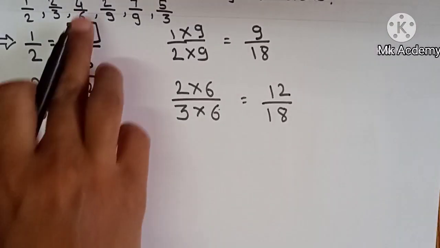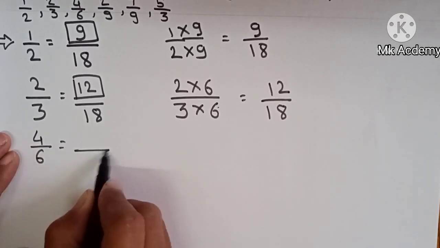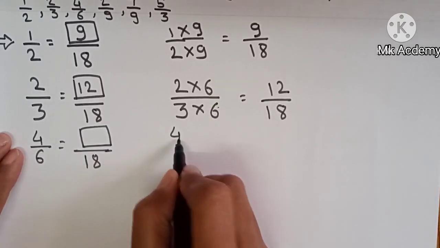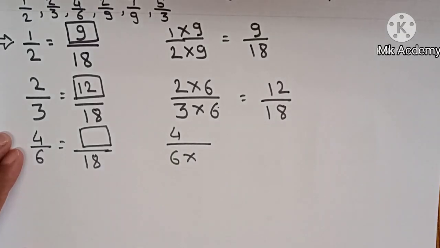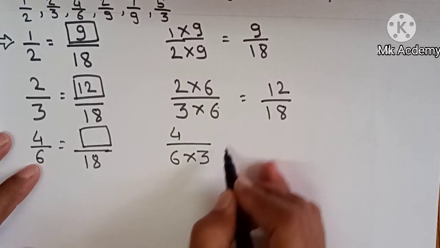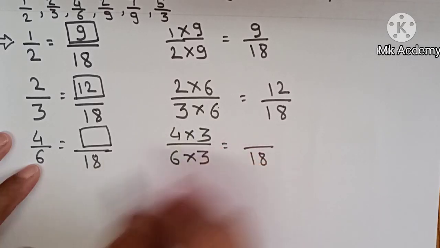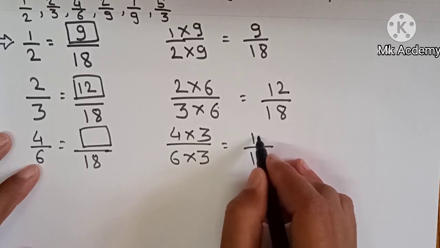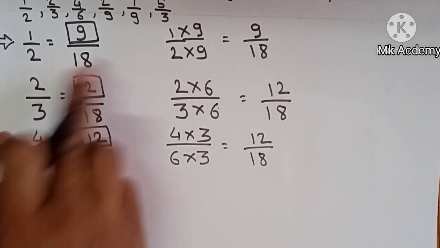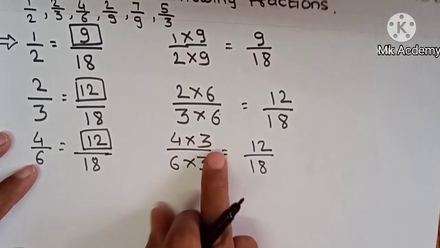Now next fraction, 4 upon 6 is equal to something upon 18, and we have to find out the numerator. Now 4 upon 6. To get 18 we have to multiply 6 by 3. 6 threes are 18. Therefore at the numerator we multiply by 3. 4 threes are 12. The answer is 12. These two fractions are equal fractions. Therefore we multiply the denominator and numerator by the same number.